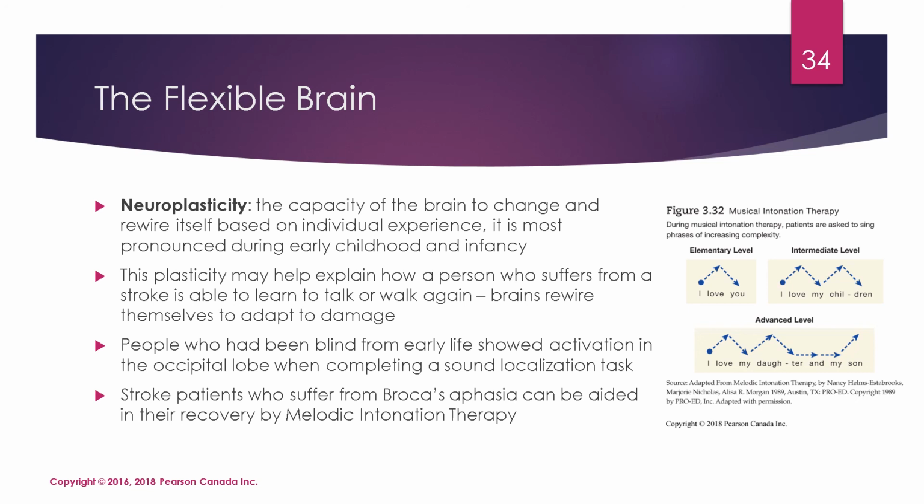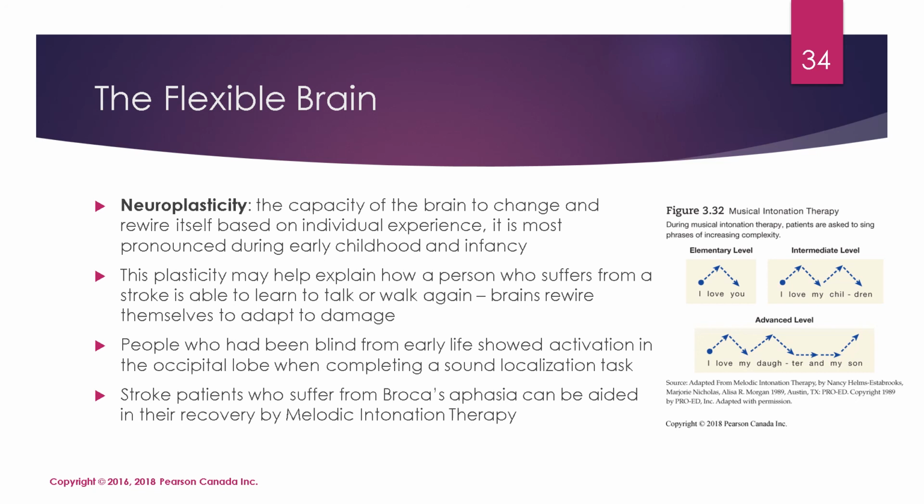People who have been blind from early life actually show activation in the occipital lobe, the one that contains the visual cortex, when completing a sound localization task. So it seems that maybe, if that visual cortex isn't going to be used for its intended purpose of processing visual information, sometimes it can actually re-specialize itself to deal with auditory information instead, which also may help explain why some people say if they lose one sense, for example, their hearing or their vision, other senses tend to increase in sensitivity. That might be because those brain areas are actually being partially rewired to help out with the other senses instead.